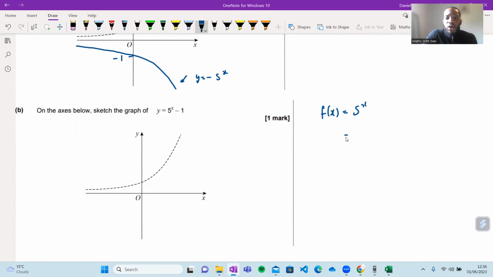Now, what do we say here? Well, I've got 5 to the x minus 1 that I need to draw. Let me do it in a red color. Now, I've got -1 here. Now, how do we go from 5 to the x to 5 to the x minus 1? We just subtract 1 from both sides, don't we? So therefore, the new graph will be this transformation, f of x minus 1, right?